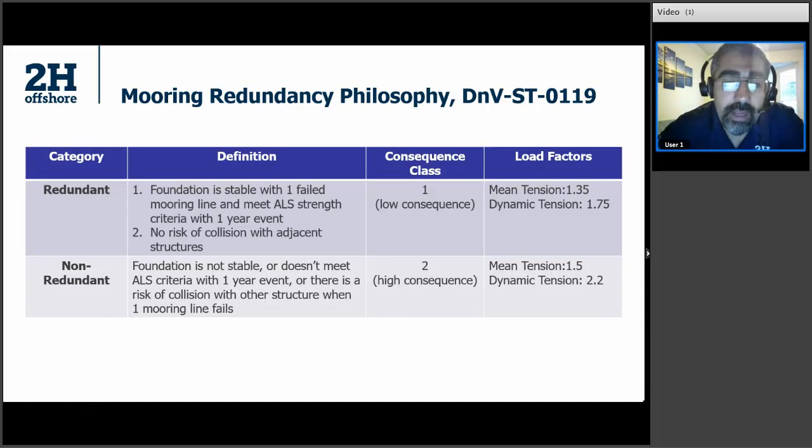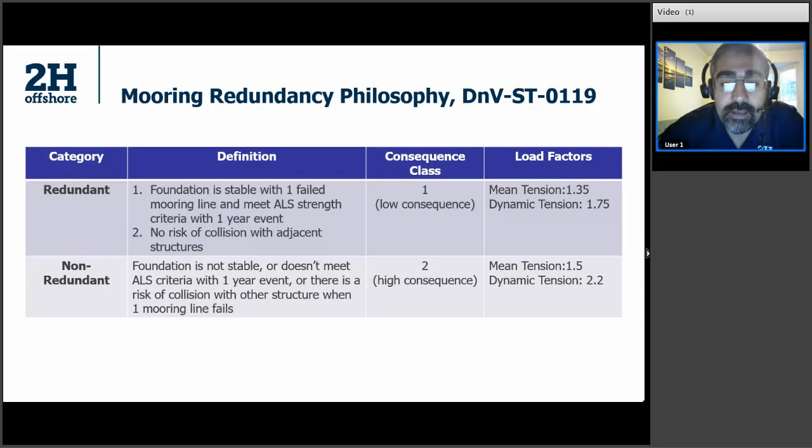For a system to be called non-redundant, first of all, either it is not stable when the mooring line fails, or it doesn't meet the ALS criteria, or when the mooring line fails, there's a risk of collision with other structure. Then it is classified as non-redundant. So if any one of them happens, we cannot call it redundant anymore.